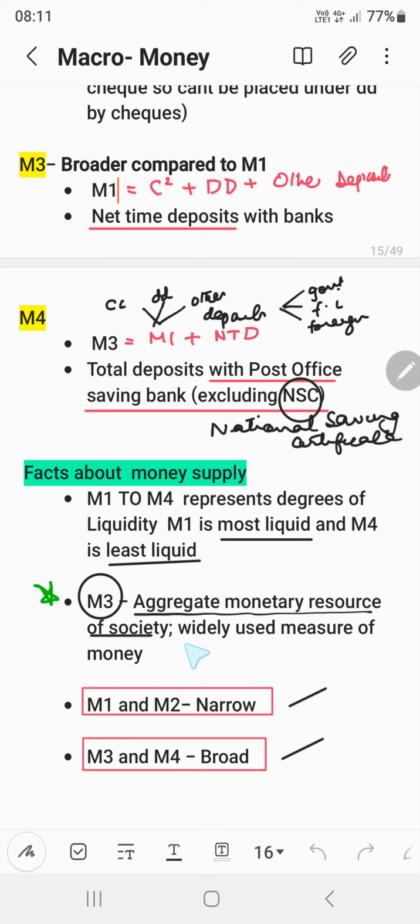So these four measures are very important. The components need to be learned and the degree of liquidity also needs to be understood. M1 and M2 are the most narrow definitions of money supply, and M3 and M4 are broader than M1 and M2.